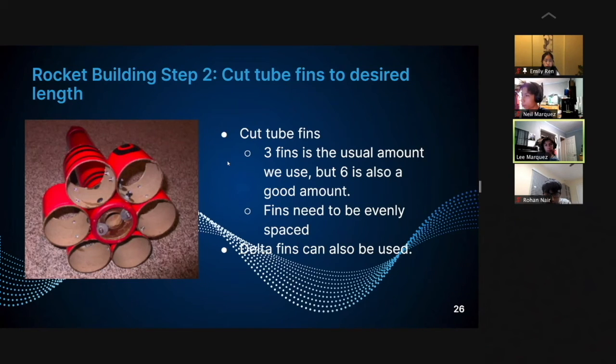For the second step, cut tube fins. We usually use 3, but 6, as pictured in this rocket, we also use. And the most important thing is that the fins need to be spaced evenly. And for the 6-finned rocket, we don't need to think about that because it'll just fit perfectly. And delta fins can also be used, like we use delta fins on our NASA student launch rocket.